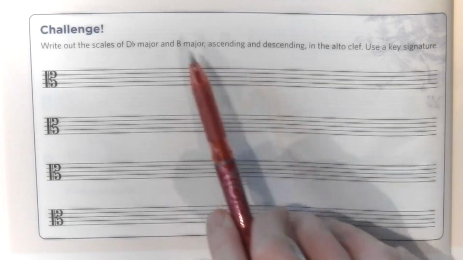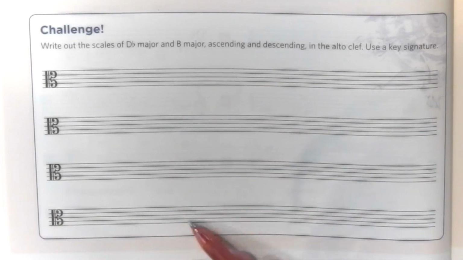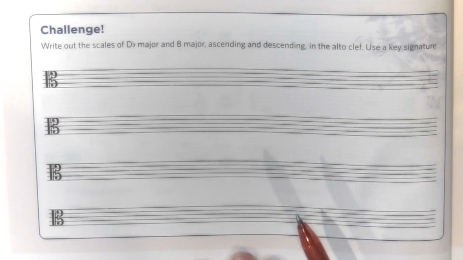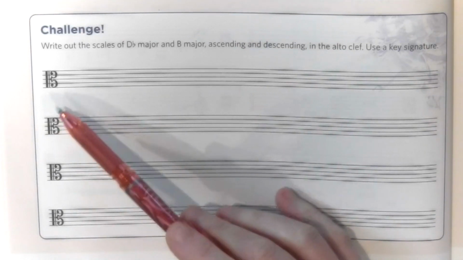Okay, in this challenge on page 28, they ask us to write two scales of D major, D flat major and B major, ascending and descending in the alto clef using a key signature. Now we need to remember the key signatures in these clefs.